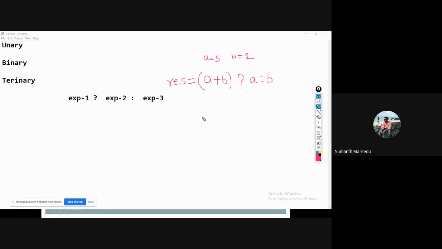What is the value of result? So what will it do here? It's 7, sir. It's true. This is true. So that is 5 plus 2. 5 plus 2 is 7. So 7 is considered as True. True case. So when it is true, this is executed, and that is assigned to result. So what is the value of result?